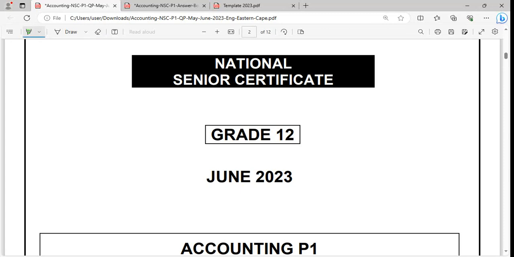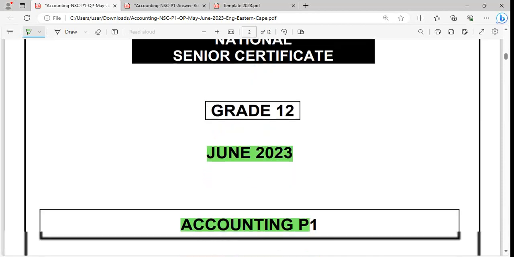Accounting learners. So in this recording, I will be doing June 2023 accounting paper 1. So this paper was written in the province of Eastern Cape.